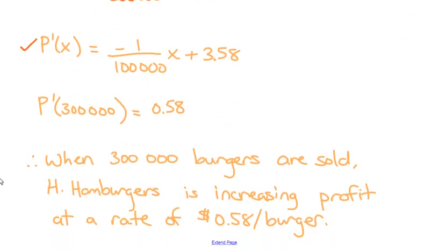Now after I take the derivative, they wanted it at 300,000 burgers. And so plugging in 300,000 into my x, I'm going to get about 0.58. So that means that when 300,000 burgers are sold, this company is increasing its profits at a rate of 0.58, which is 58 cents per burger.